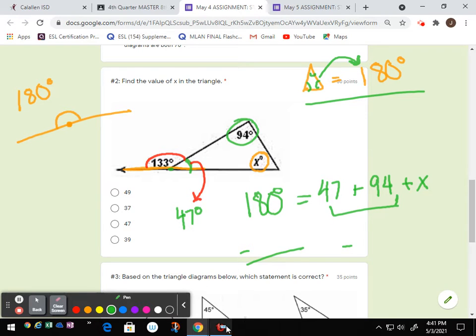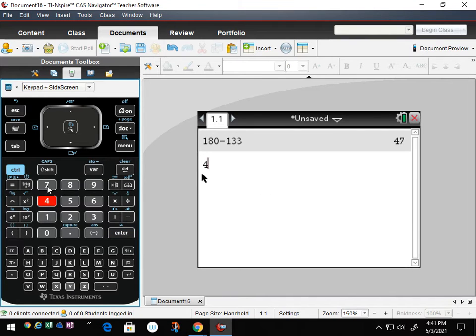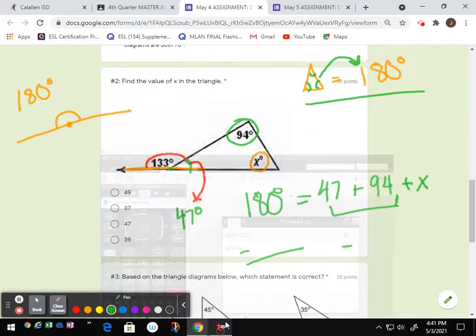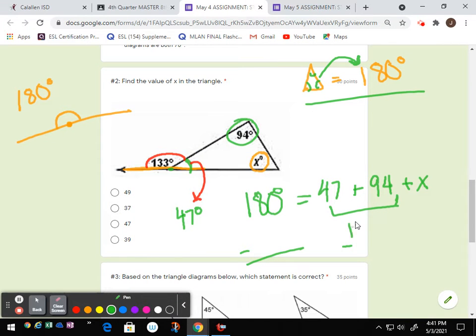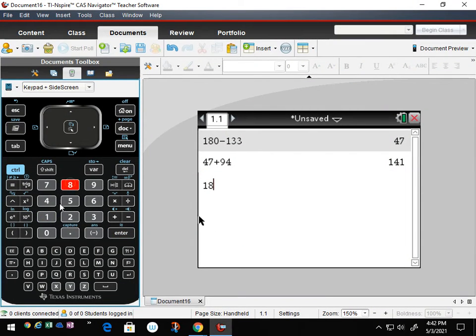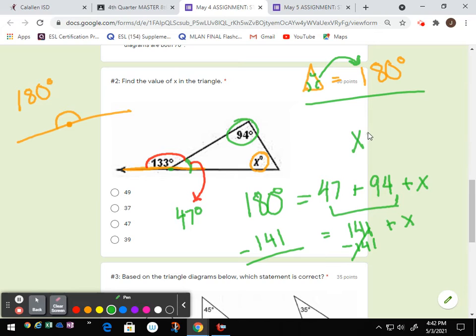So let's go add 47 and 94 real quick. 47 plus 94 is equal to 141. So we have 141 plus x is equal to 180. We'll subtract 141 from both sides. So 180 minus 141 is equal to 39. So x is equal to 39 degrees.